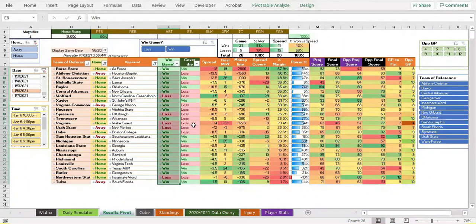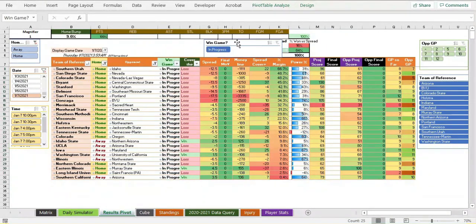So, that all being said, 7.5, 8 minutes in, if you're still with me, boom, let's look at today. There are some games today. Do I have any filters on?